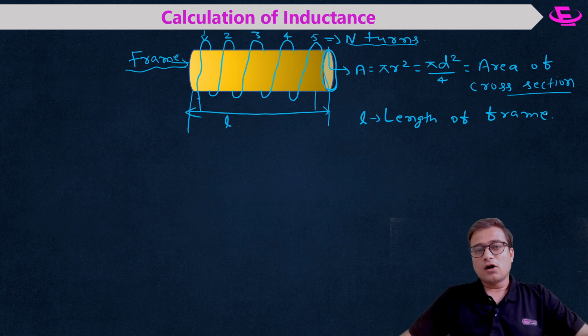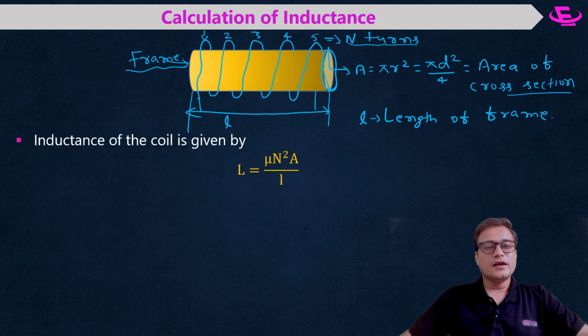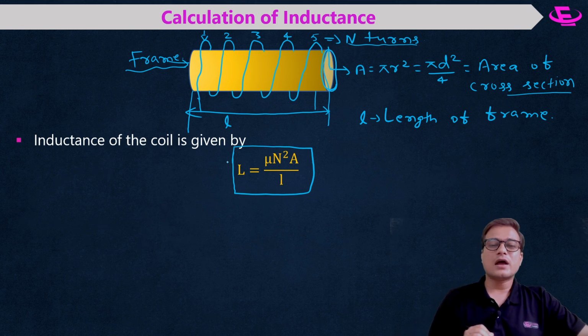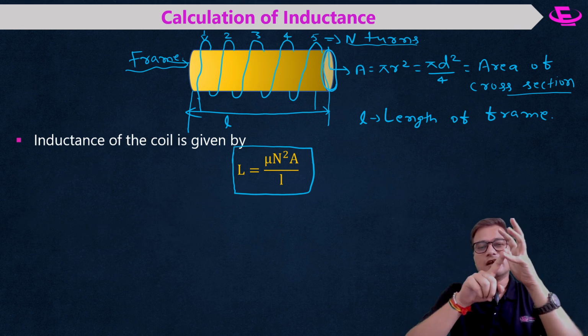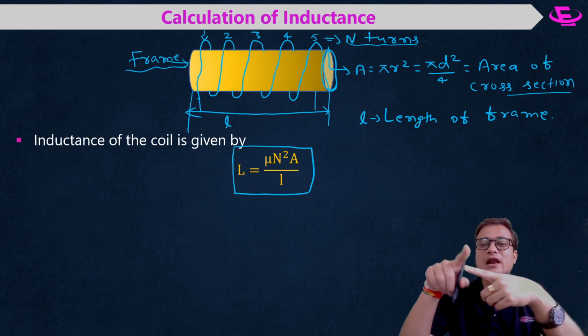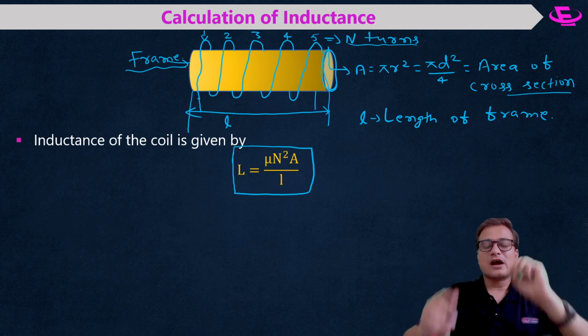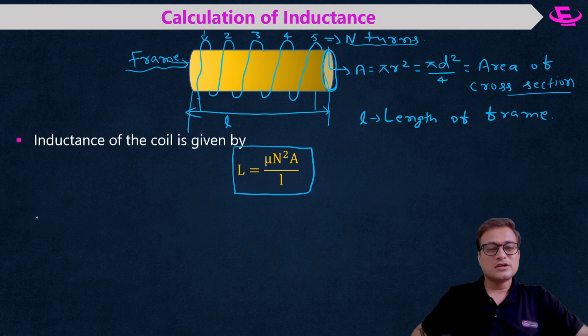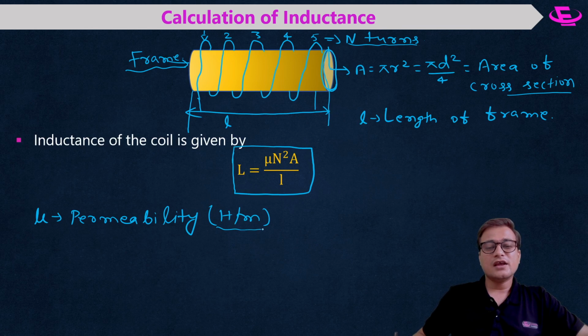Clear? So now if you calculate inductance, the inductance of the coil is given by the formula L equal to mu N square A by L. N I have already explained, A I have already explained, L I have already explained. So which term is left? The left term is mu. So what is mu? Mu is permeability, and its unit is Henry per meter.